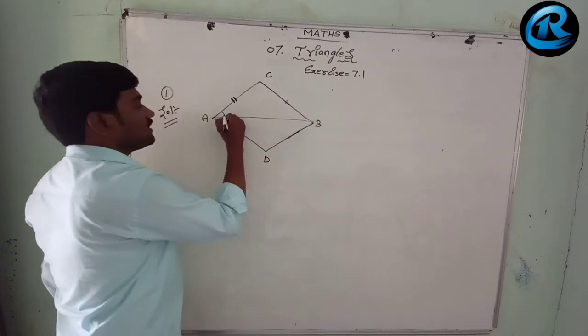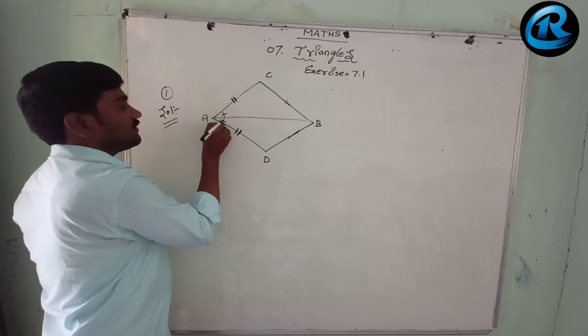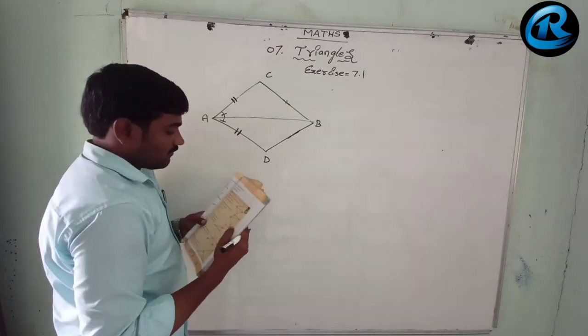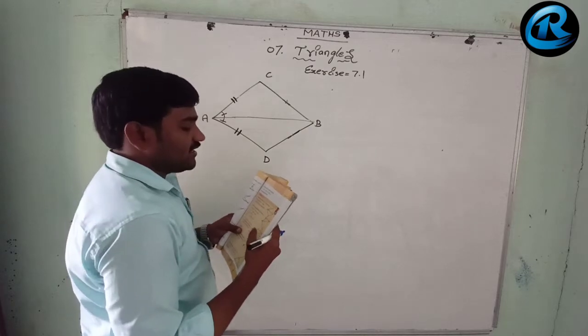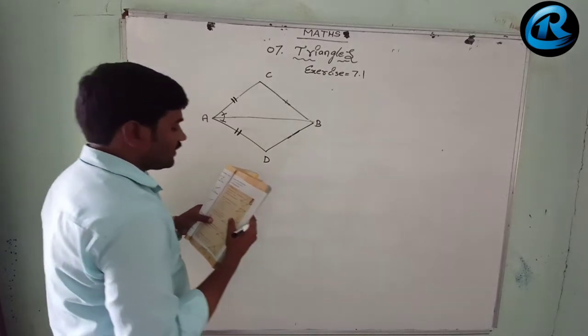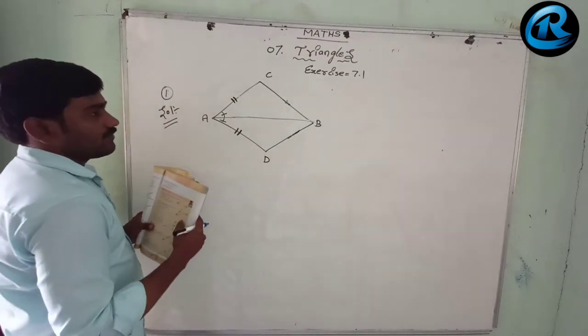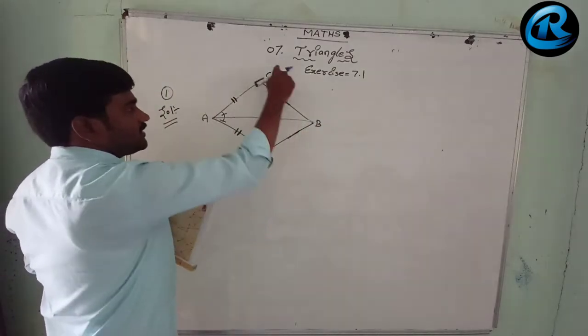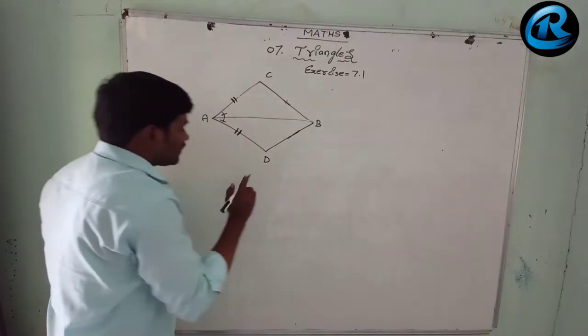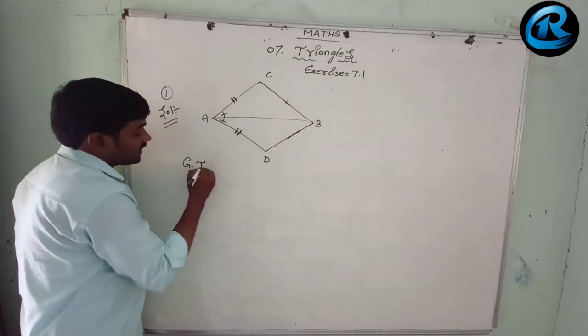Okay. Angle A is bisected by AB. AB is bisecting angle A. And show that triangle ABC is congruent to triangle ABD. ABC and ABD, this we have to show as congruent. Okay, first of all we have to write the given.